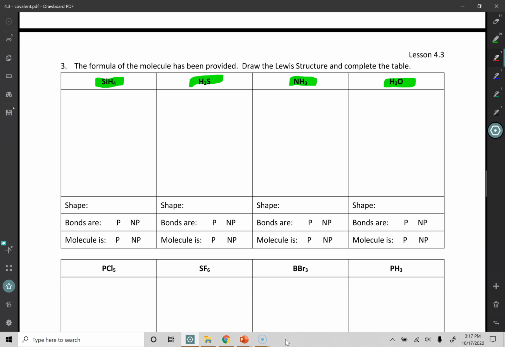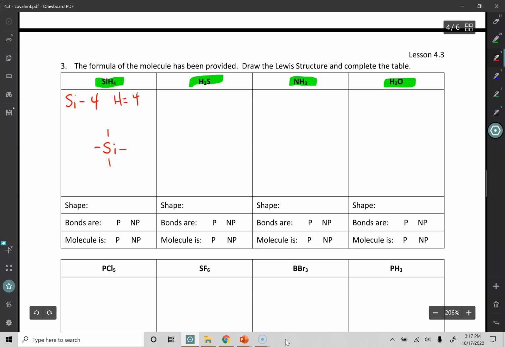So SiH4, silicon tetrahydride. I've got silicon with 4 valence electrons. I've got hydrogen with 1 valence electron each, so 1 times 4 gives me 4. I should have 8 total electrons in my Lewis structure. Silicon is able to form 4 bonds. It's most likely to be the central atom. Also, why would one hydrogen be the central with other things sticking off of it? If there's an element or an atom that's all by itself, high likelihood that one's the central atom.